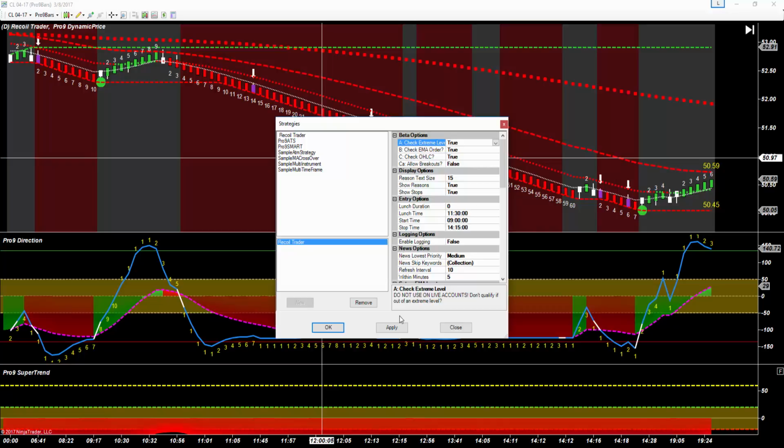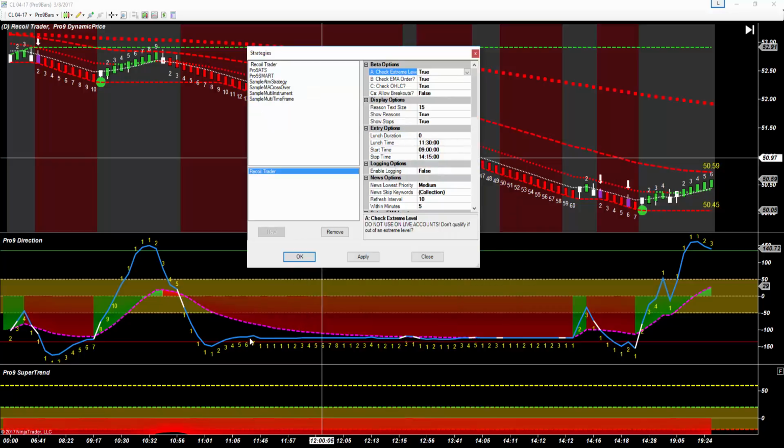So first, we're going to take a look at our check extreme level setting. Now, this will disqualify a momentum if the blue line is outside of an extreme. So if it's below minus 135 for a short trade, or if it's above 135 for a long trade, even if all other rules are qualified for that particular entry, that rule alone will disqualify the trade.